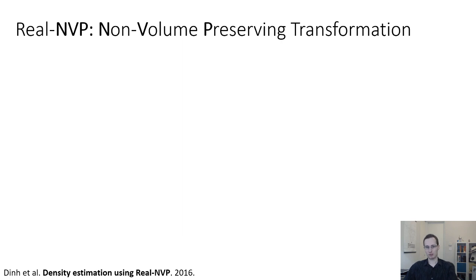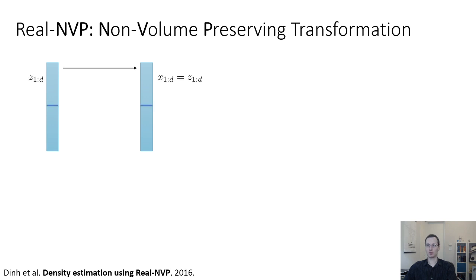There's a small change we can make to this model that makes it substantially more expressive. And this is something called Real-NVP. NVP stands for non-volume preserving transformations. So here's the idea in Real-NVP. We're going to split z and x like before into 2 parts. And the first part, just like before, will be copied.